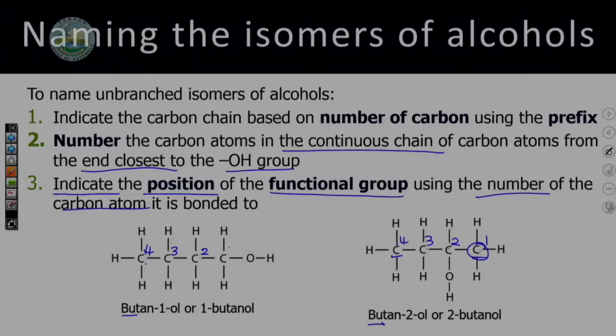All right. And lastly, we indicate the position of the functional group. So the functional group, which is the OH group, is found on the 2nd carbon. Hence, we say that it is 2-butanol.